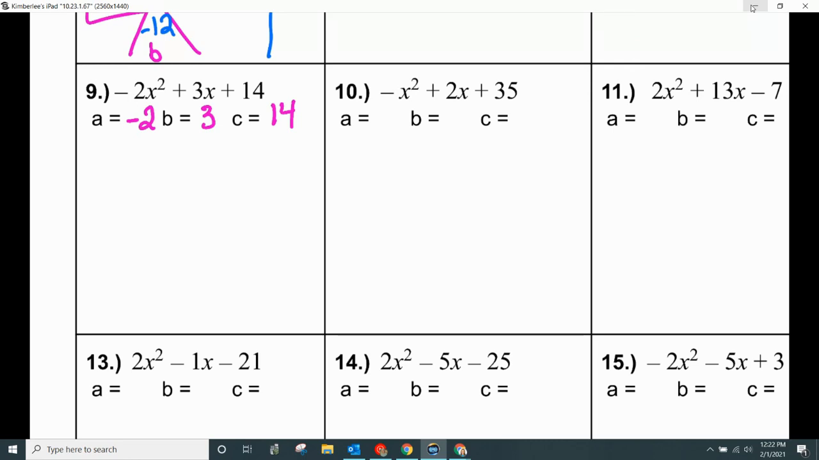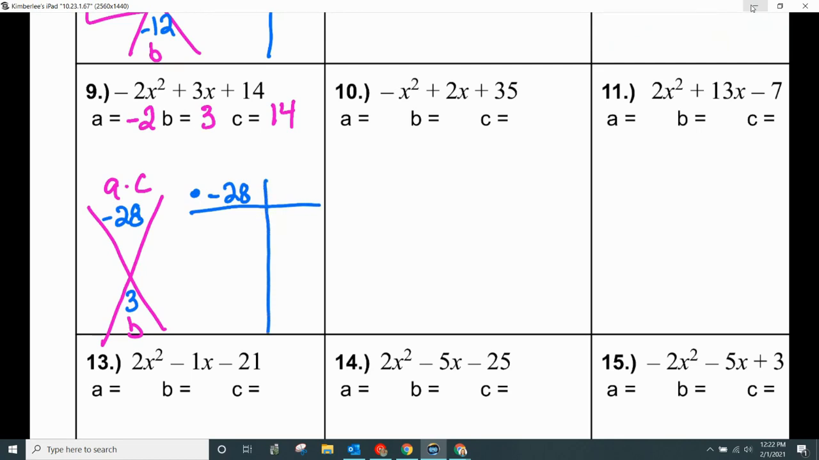Okay, so here I go with my x. So remember, A times C goes in the top, and B goes in the bottom. Okay, here we go. Well, B is 3. And then A times C is -2 times 14. Well, -2 times 14 gives me -28. Okay, so let me make my table. I'm trying to multiply to get -28. And then when I add, I want to get 3.